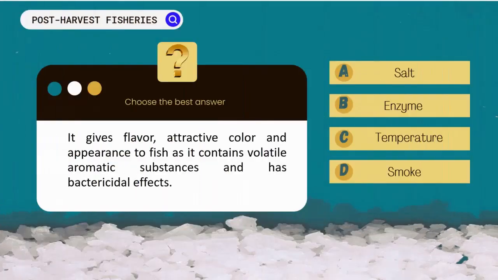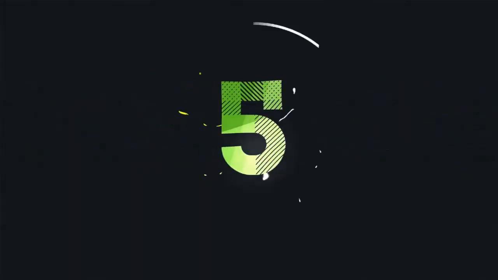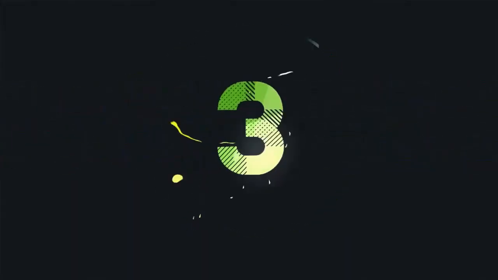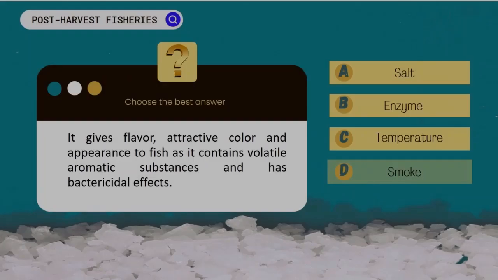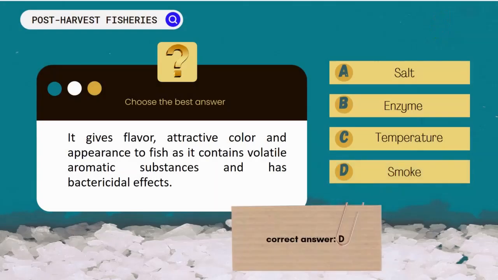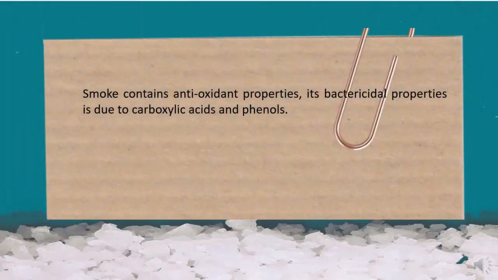The blank gives flavor, attractive color, and appearance to fish as it contains volatile aromatic substances and has bactericidal effects. A. Salt. B. Enzyme. C. Temperature. D. Smoke. The correct answer is D. Smoke contains antioxidant properties. Its bactericidal properties are due to carboxylic acids and phenols.